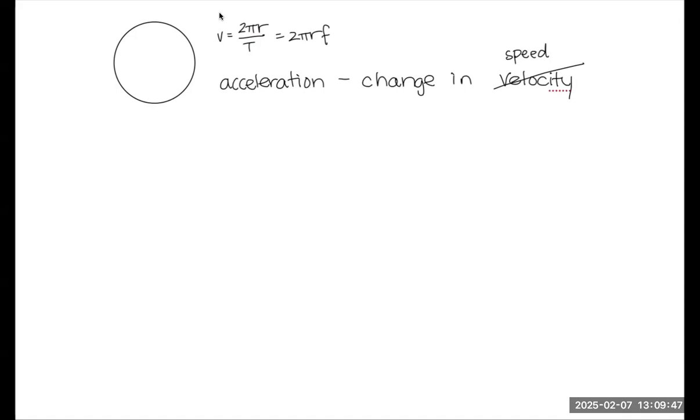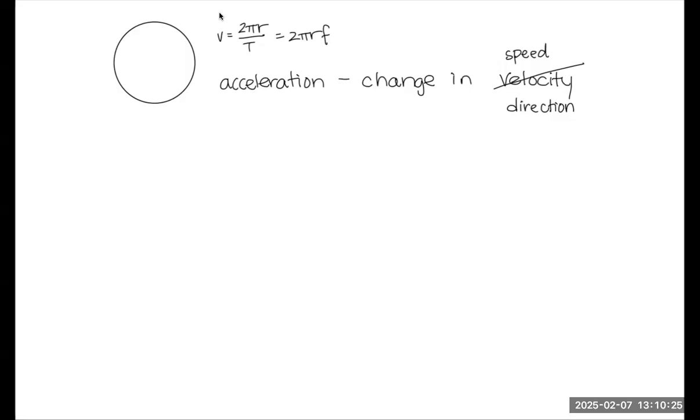But velocity has another component. It isn't just about speed, it's also about direction. And an object that is changing its direction, even if it keeps moving at the same speed, is changing its velocity and is experiencing acceleration. And what leads to acceleration? Forces. So an object that is always changing its direction is always experiencing acceleration and must always be experiencing a force. We're going to use that today as we think about this circle.